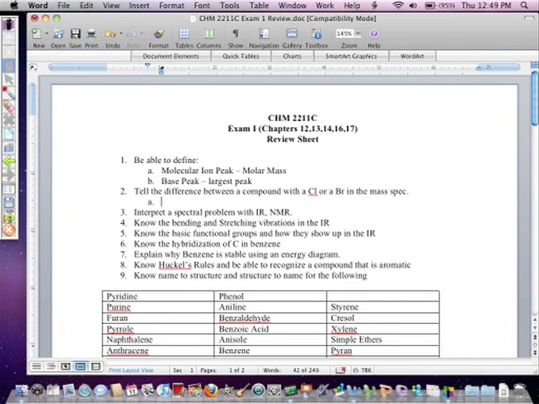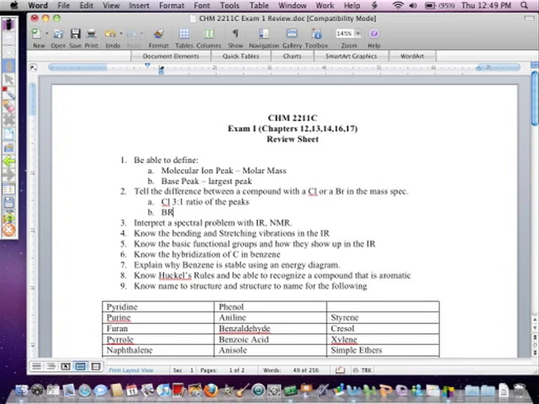What about the difference between chlorine and bromine in the mass spec? Cl is going to be what? Going to be 3 to 1 for the ratio of the peaks. And what about Br? That's 1 to 1, right?